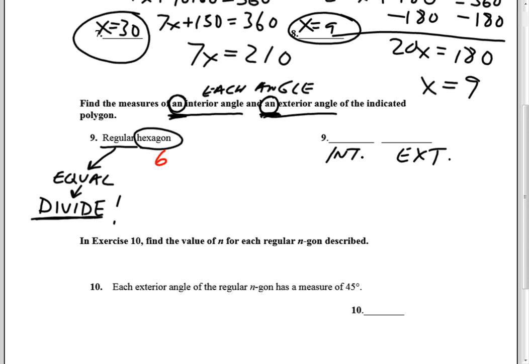For interior and exterior, I always jump to the exterior because that's easier. What's the total on the outside? 360. So I'm going to go over here. The only number I have is 6, so I've got 360 degrees divided by 6 sides. That gives me 60 degrees where?